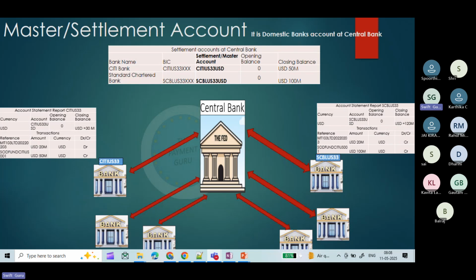Now, in order to participate, each of the banks opens a master account or a settlement account at the central bank. I'll also explain its importance during the payment for the local payment system in a while. But just for your definition, it is a domestic bank's account at the central bank.